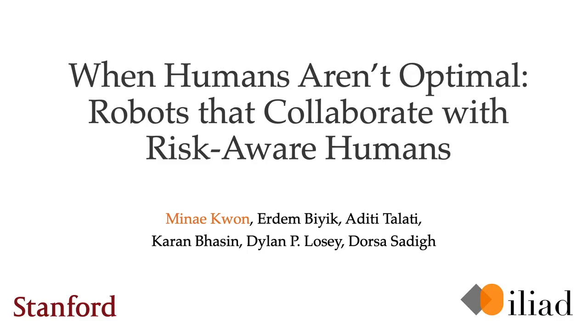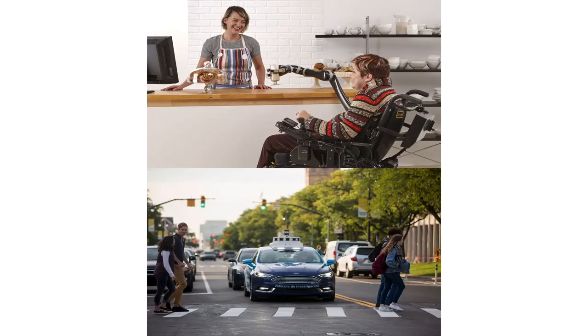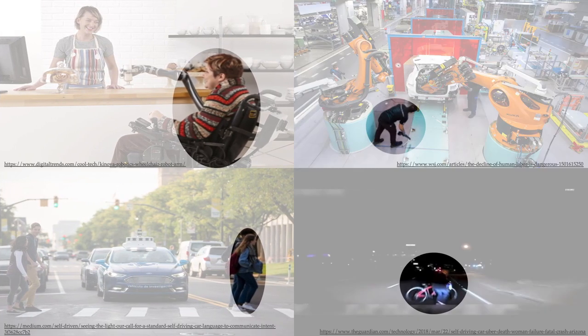I'm Minae, and I'm going to talk about how we can model humans under risk. It's important for robots to be able to understand and anticipate human behavior to create seamless human-robot interaction. One way to do this is to build models of human decision-making. But in many other scenarios, modeling humans is not as easy as you think.